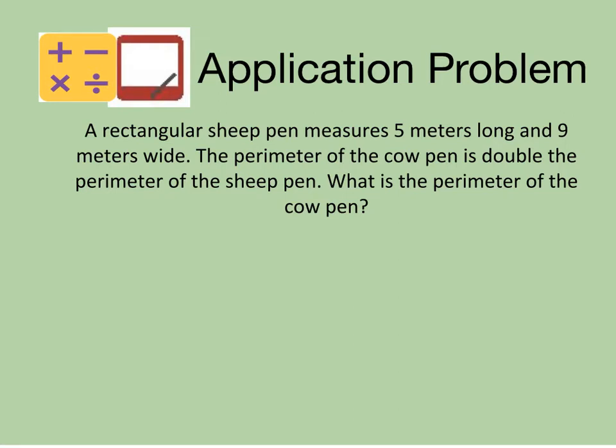I would start by drawing the sheep pen, which is a rectangle, and you're going to label 5 meters on one side and 9 meters on the other side, or it's 5 meters long and 9 meters wide. Then I would figure out the perimeter of your sheep pen, and then you can draw your cow pen, which is going to be double the perimeter of the sheep pen. So after you figure out the perimeter of your sheep pen, you can double that number to figure out the perimeter of your cow pen.